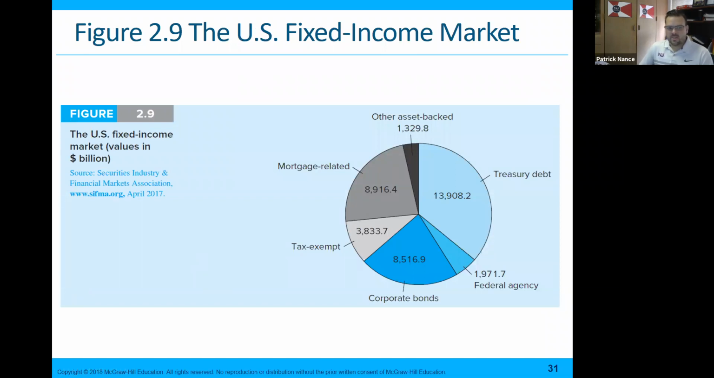Okay, and this is just the fixed income market and different values in billions. This is from 2017. I'd have been really interested to see this in 2005, 6, 7, right before the crisis happened. I would warrant that this other asset-backed piece would be expanded, and the mortgage-related piece would probably also be expanded. I think these two pieces of the pie would be much larger pre-recession, around 2008 or so.